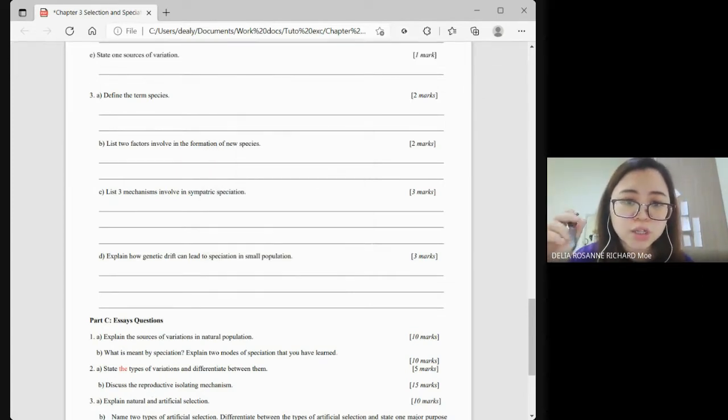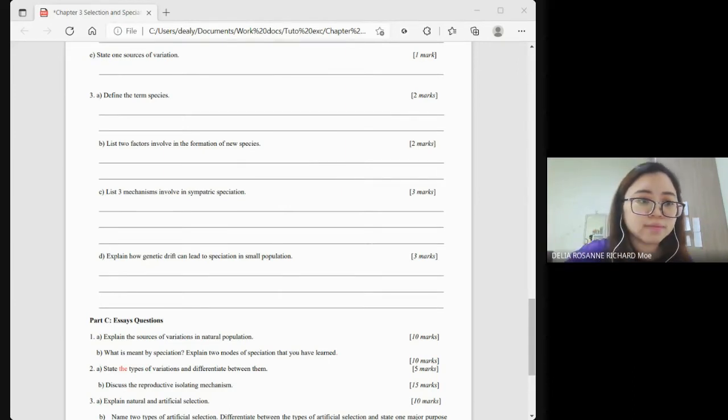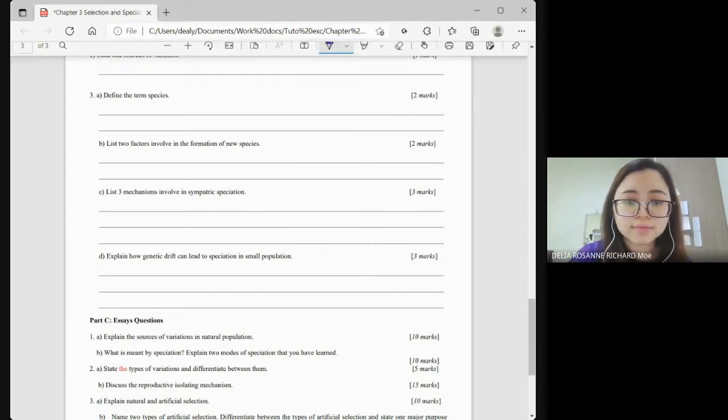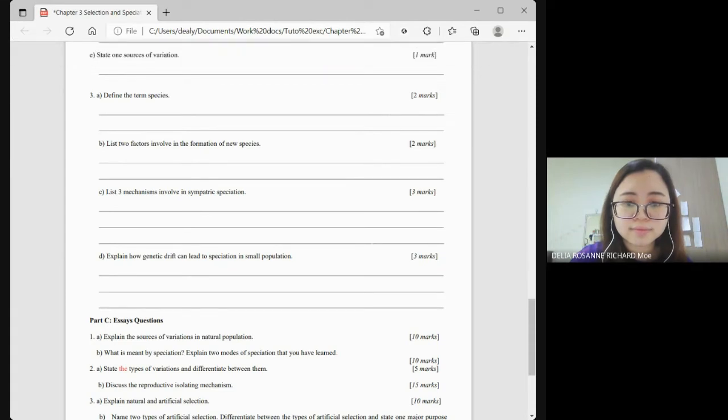So when we are going to question number three, we are going to 3.2, speciation. First, you need to define the term species. Can anybody give the definition for species? You can type it in the chat as well.